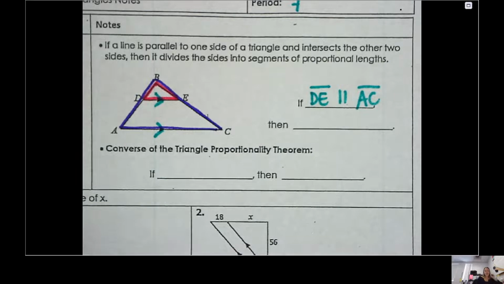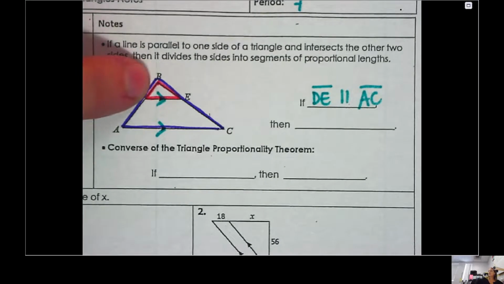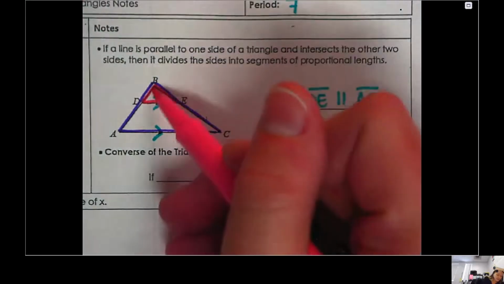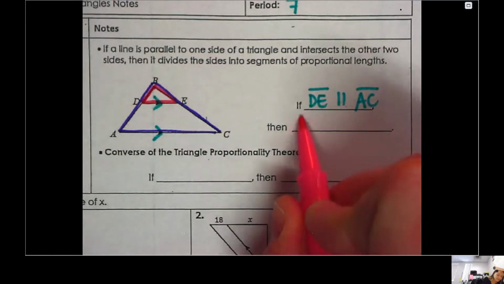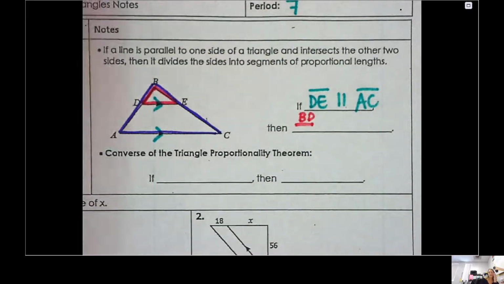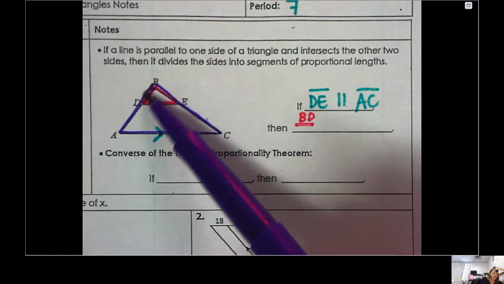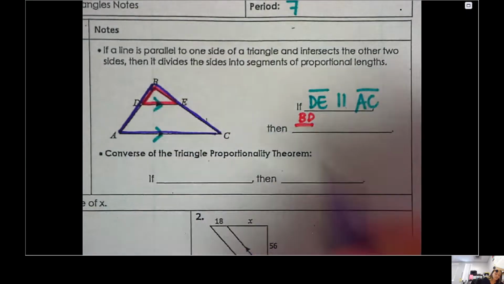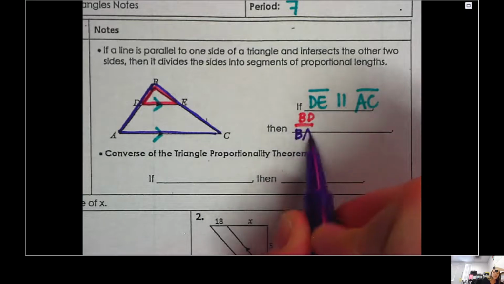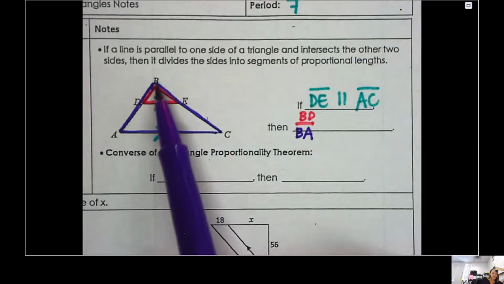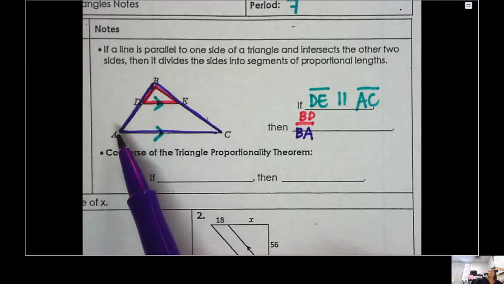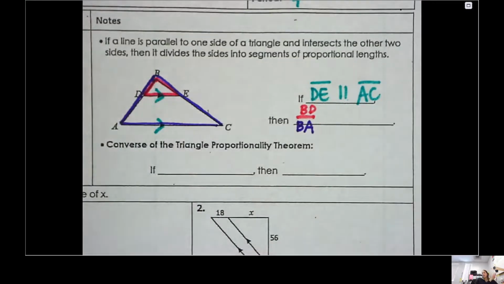So if I take a look at the pink triangle up here, one of the side lengths of this pink triangle is on the left here. It's side length BD. If I want to find the side length that is in the corresponding position to side length BD on the purple triangle, that is side BA. It's the whole thing. So the ratio of this pink triangle to the purple triangle should be the same on the left as it is on the right. They should be the same proportions.